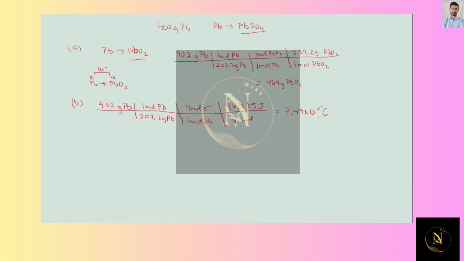However, that does not match the answer key. And I think what they did is they did the answer key based on PbSO4 and not based on PbO2. If we look at Pb going to PbSO4, in this case, the oxidation number here is 0, and this is +2, which would mean a transfer of 2 electrons. If I change that from 4 to 2 electrons, I then get an answer of 3.74 times 10 to the 5th coulombs, which is the answer in the answer key. So I believe that's what they were doing there. I think it's a typo in the problem and answer key.